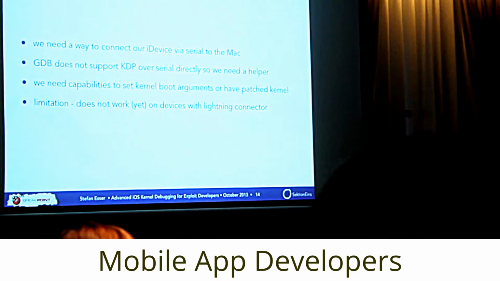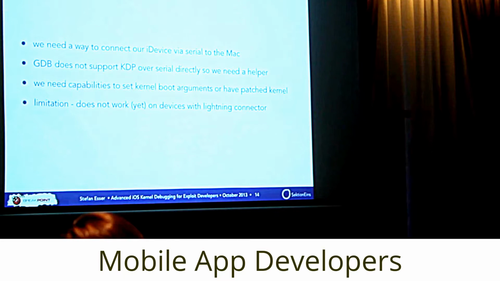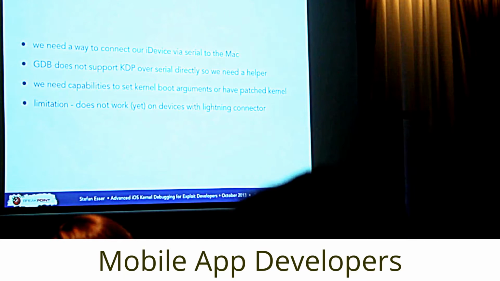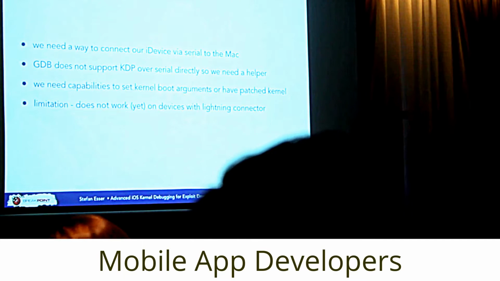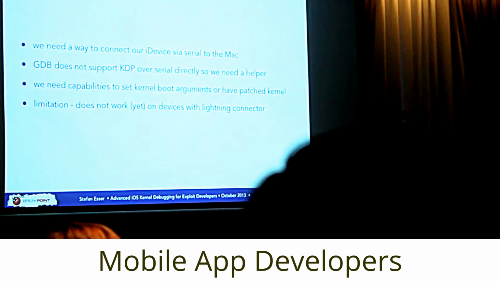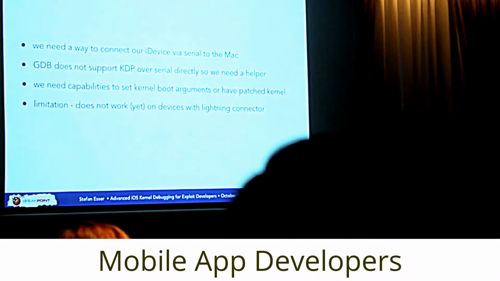And there's another limitation. So far, no one managed to do this kind of kernel debugging on a device with the Lightning connector. When you look at the schematics of the actual iPhone 5 or 5S that leaked onto the internet, you see that the serial chip that was used beforehand has disappeared from the schematics. So no one knows how this device still speaks serial, but most probably it does somehow.